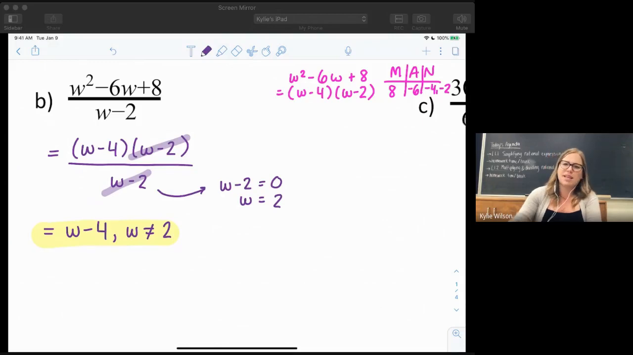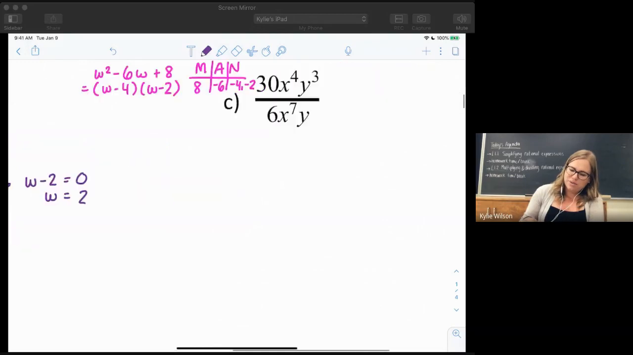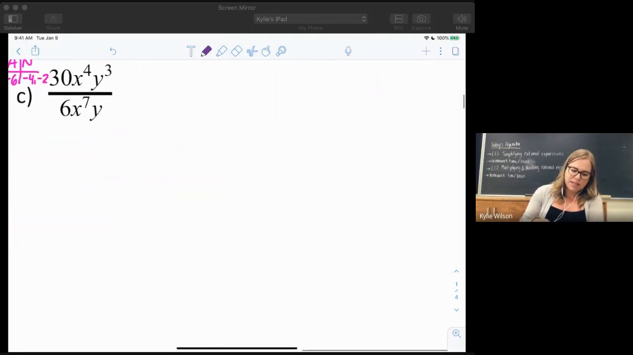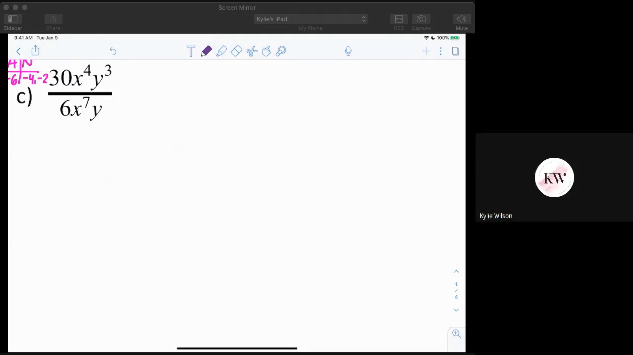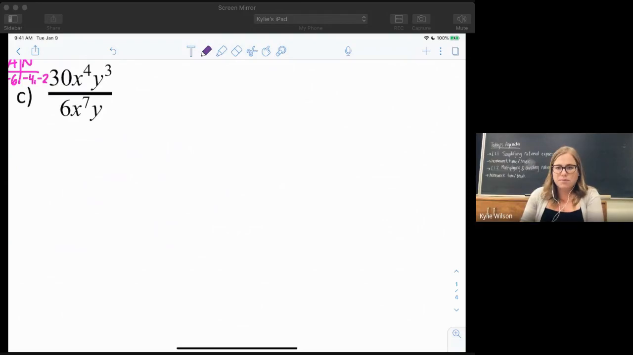All right, let's try C. C is actually very familiar to a lot of those exponent law questions we were doing from before. So we have 30 x to the power of 4, y to the power of 3, and 6 x to the power of 7, and y. So it's up to you. You can factor some things out, or we can do it like we did before. My recommendation would be to do it just like we were doing before. So we start with our coefficients. 30 divided by 6 leaves us with 5.